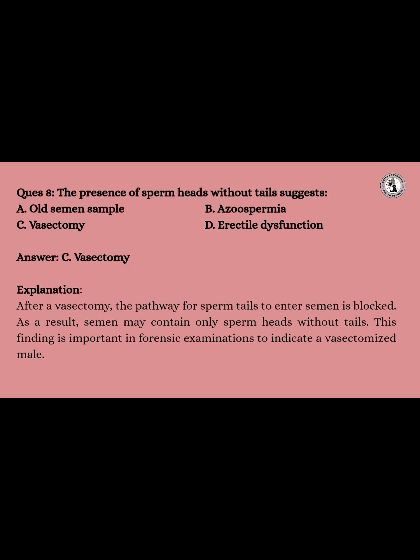Our next question is, the presence of sperm heads without tails suggests option A, old semen sample, B, aspermia, C, vasectomy, D, erectile dysfunction. Answer is C, vasectomy. Explanation: after a vasectomy, the pathway for sperm to enter semen is blocked. As a result, semen may contain only sperm heads without tails. This finding is important in forensic examinations to indicate a vasectomized male.